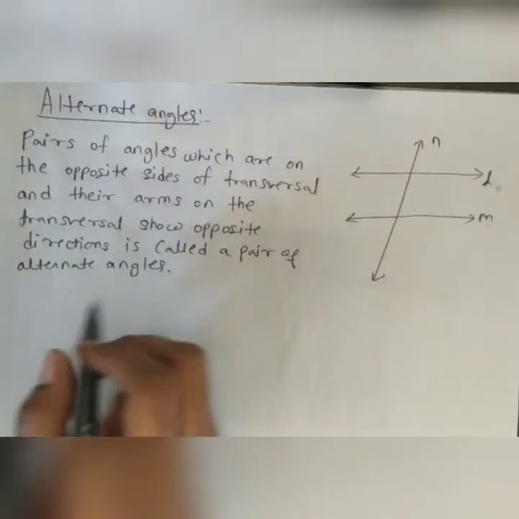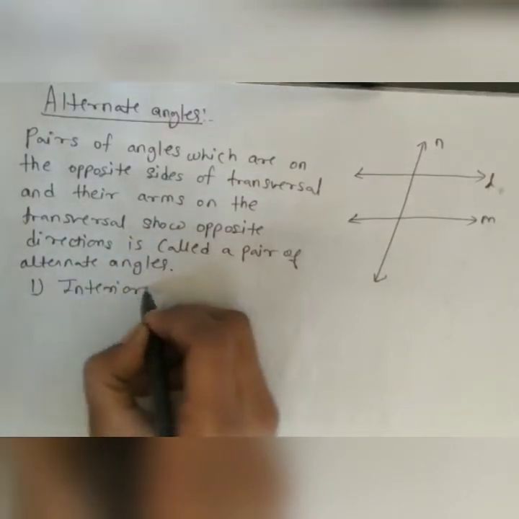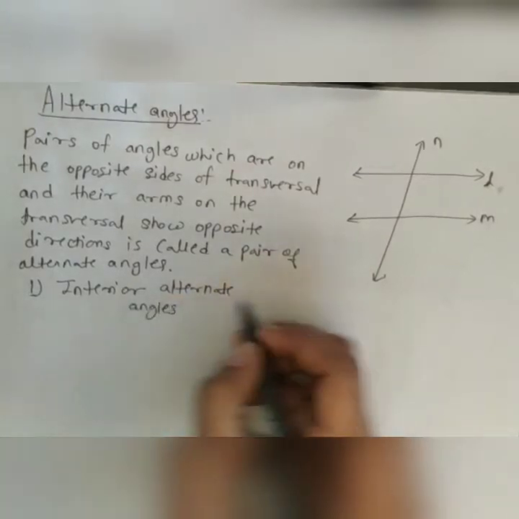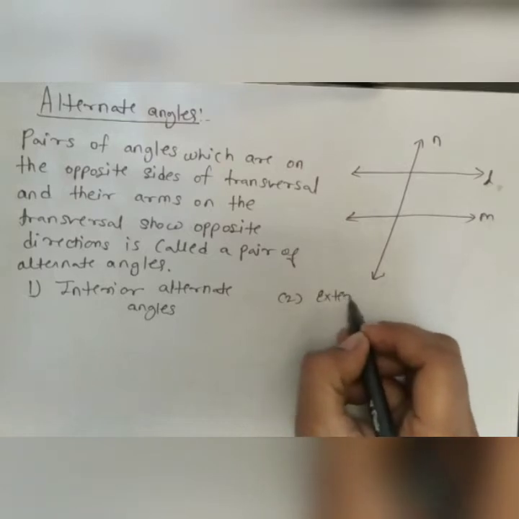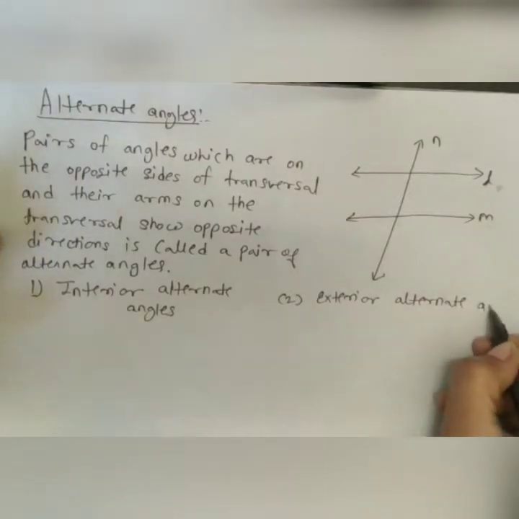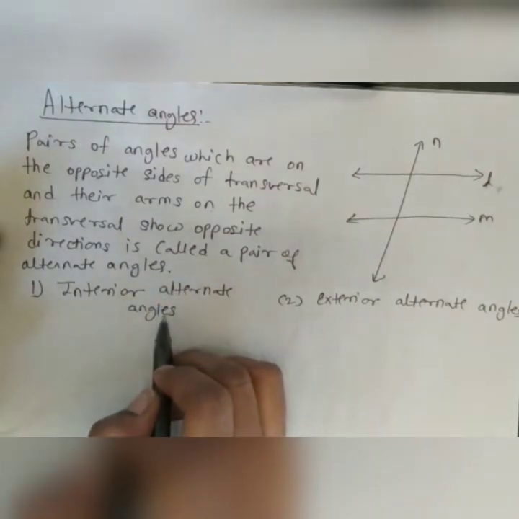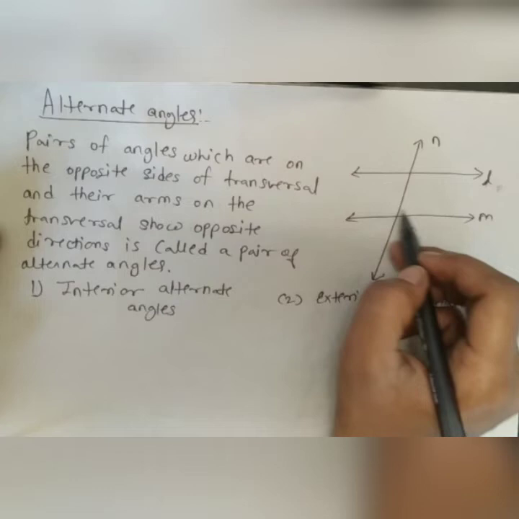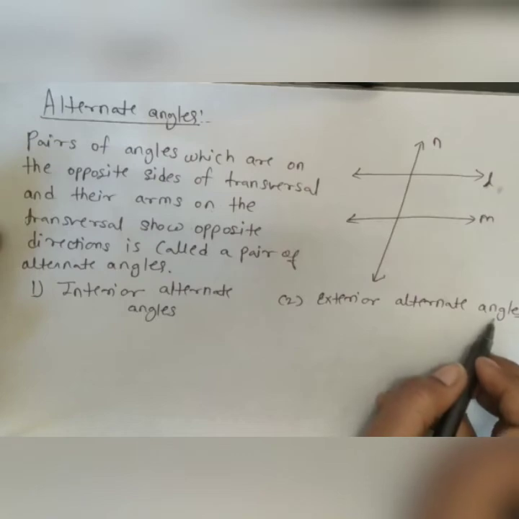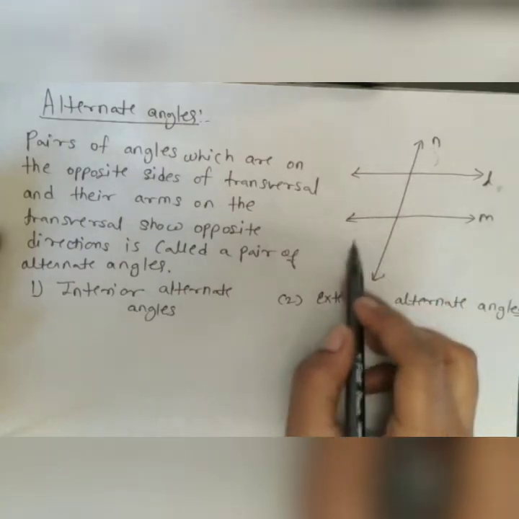Alternate angles are divided into two parts. One is interior alternate angles, and the second one is exterior alternate angles. Interior alternate angles means angles at the inner side of the lines, and the exterior alternate angles means angles at the outer side of the lines.